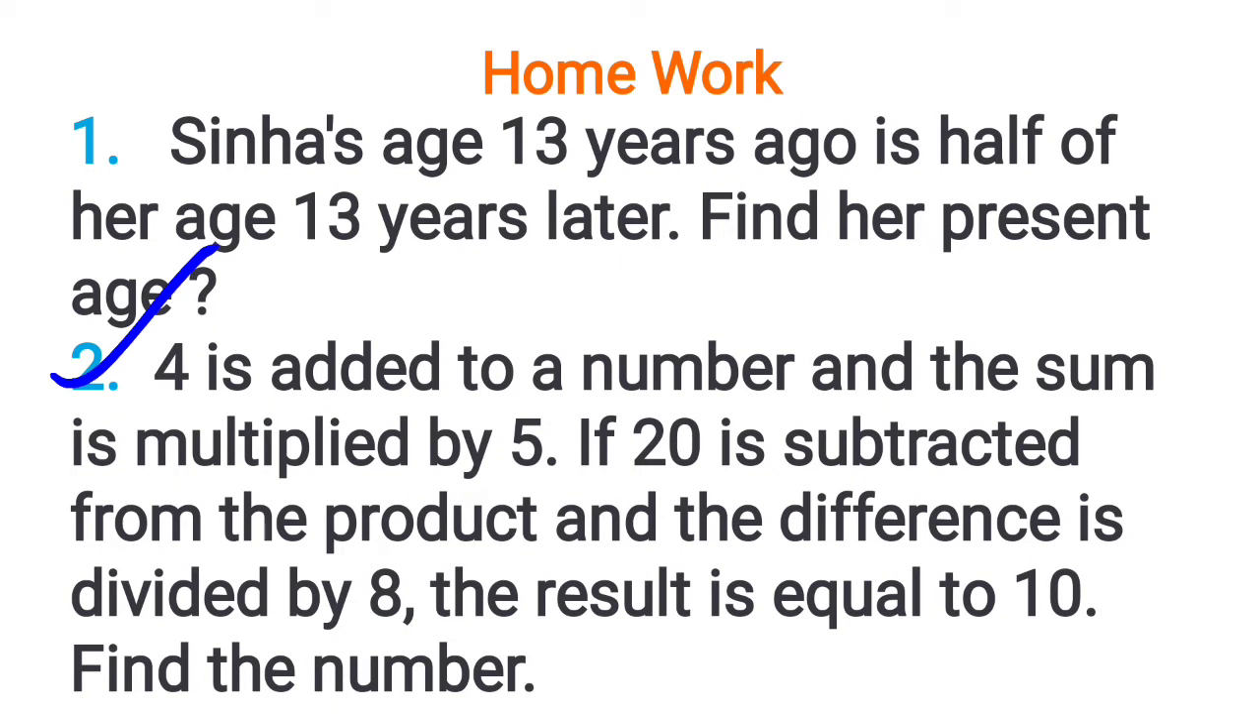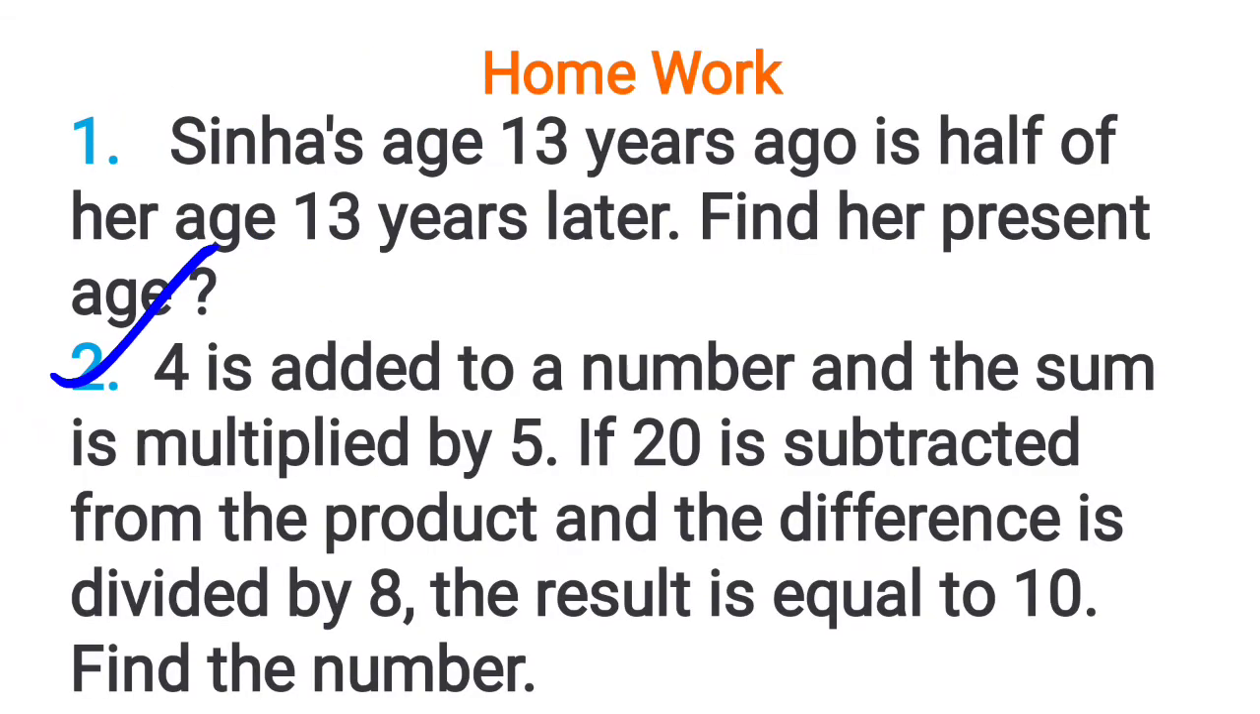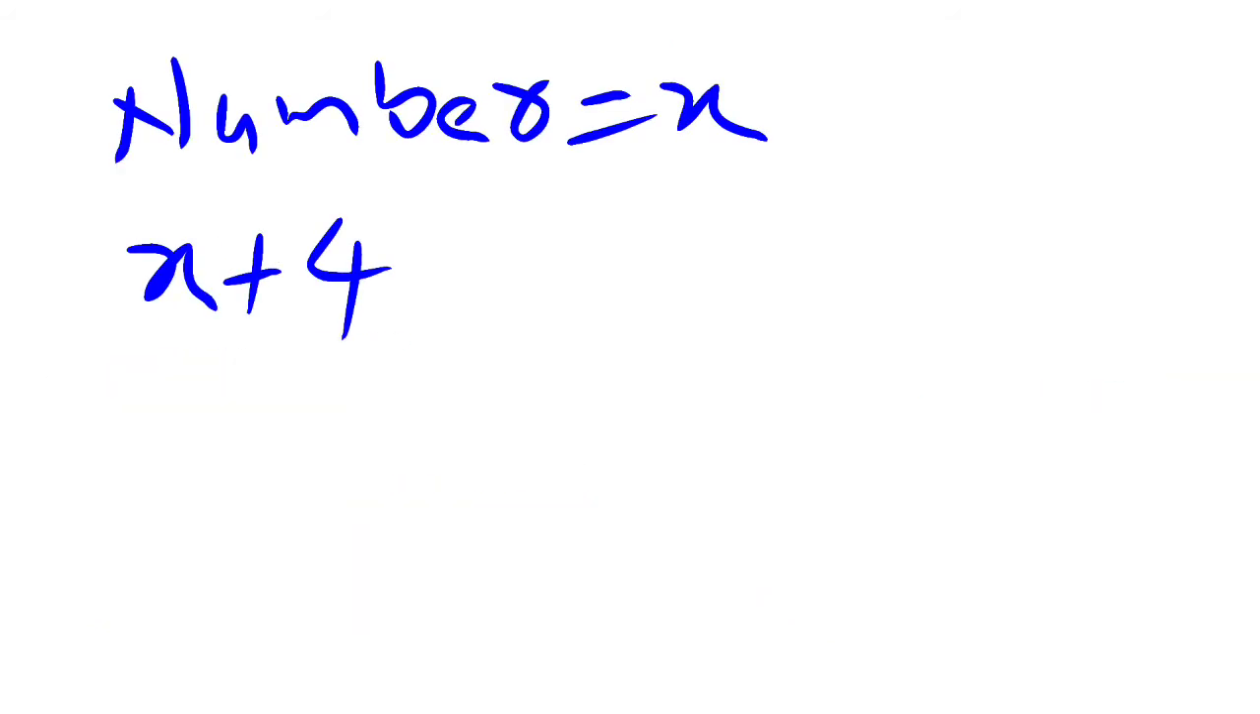Next, second question: 4 is added to a number. First I am taking the number as x. So 4 is added to the number, that means x plus 4. Next, the sum, where is the sum? x plus 4 is the sum, is multiplied by 5. So the sum is multiplied by 5 means first you should take the bracket, then multiply with 5.